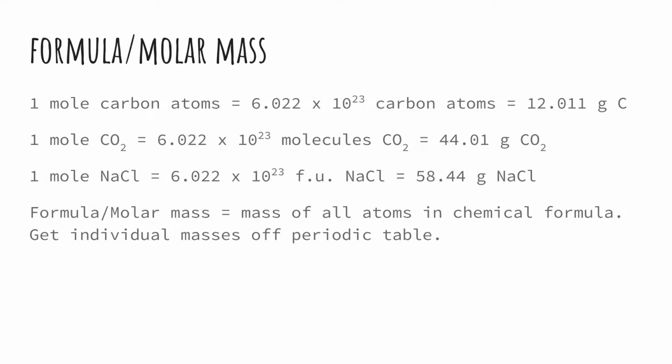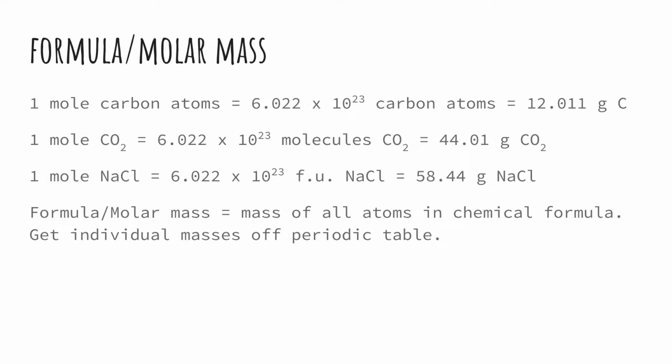Remember, 1 mole of something is the number of particles necessary for the mass in grams to be equal to the mass of the single particle in atomic mass units. So carbon has an atomic mass of 12.011 atomic mass units. Therefore, 1 mole of carbon atoms, 6.022 times 10 to the 23rd carbon atoms, has a mass of 12.011 grams. 1 mole of carbon dioxide is 44.01 grams of carbon dioxide.